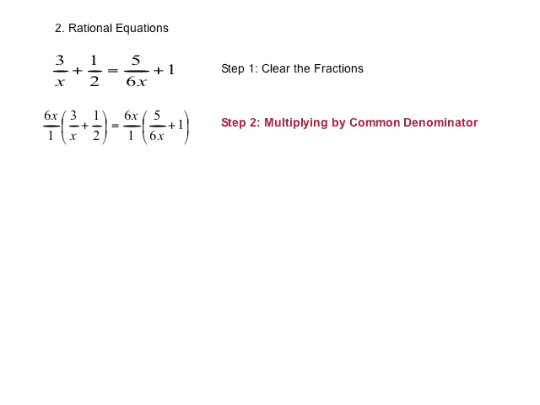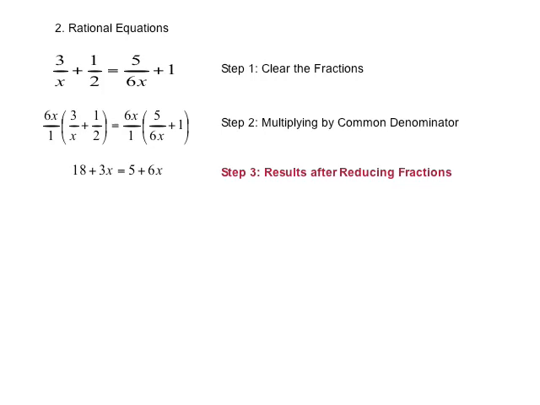Now you think about the right-hand side. If you multiply the 6x over 1 times the 5 over 6x, you could cancel the 6x's ahead of time, or you can go 6x times 5 is 30x, and then 30x divided by 6x is just 5. So then we're going to multiply the 6x over 1 times the 1, and that'll give us 6x. So we get 18 plus 3x equals 5 plus 6x.